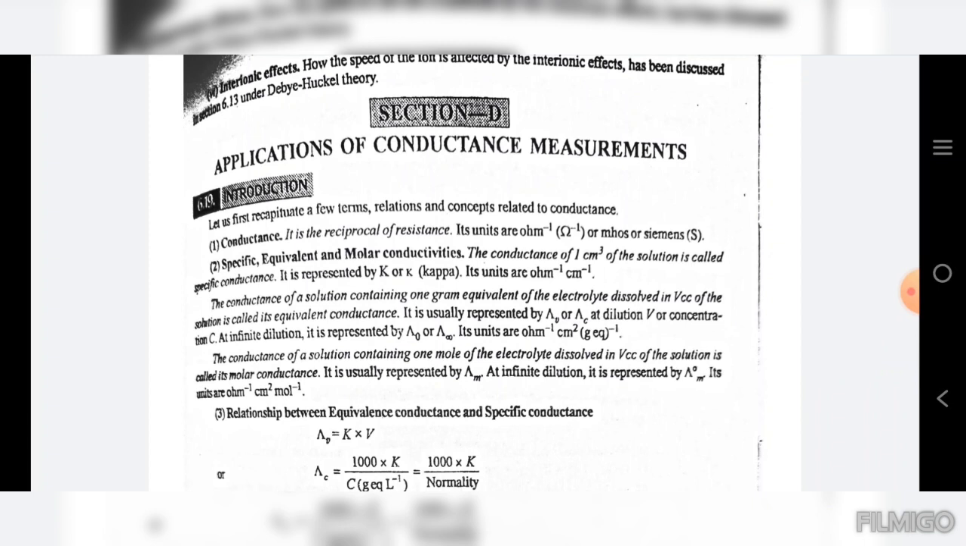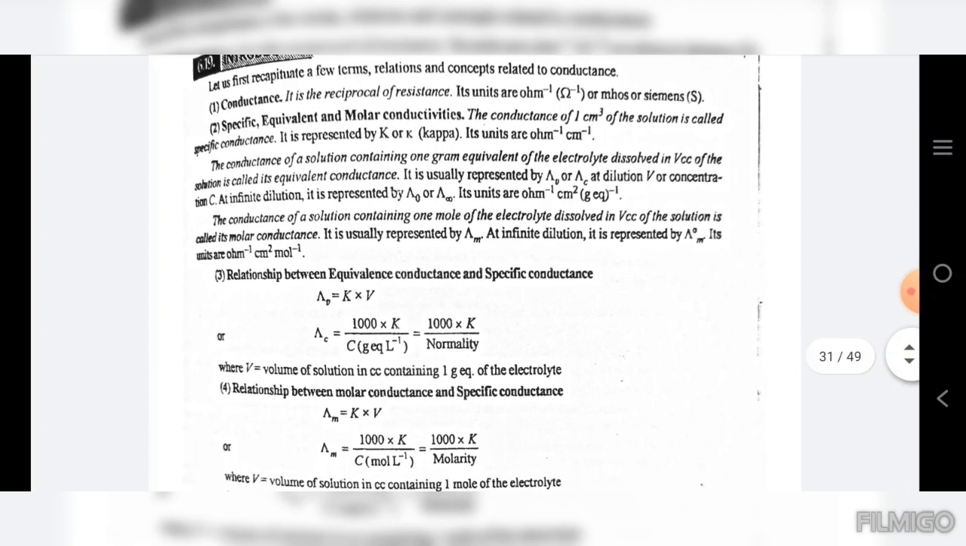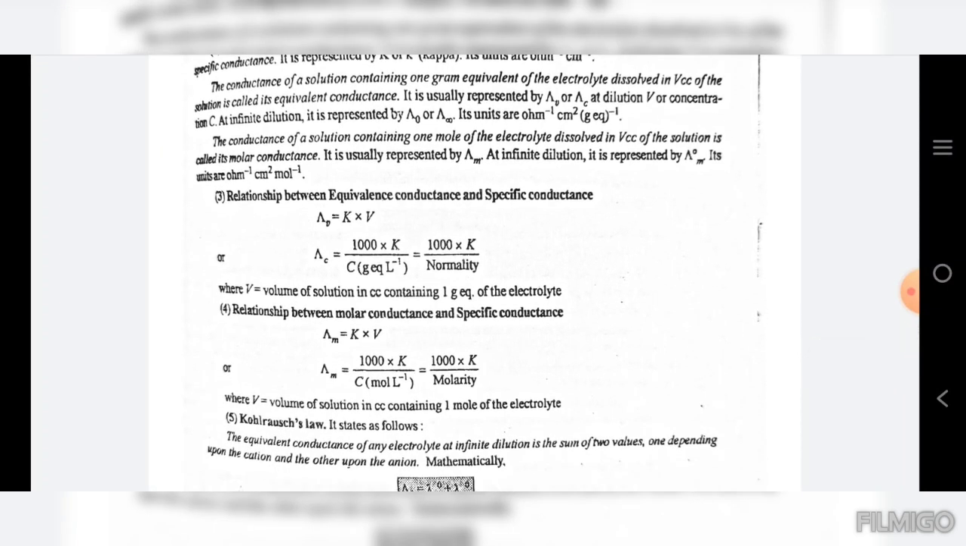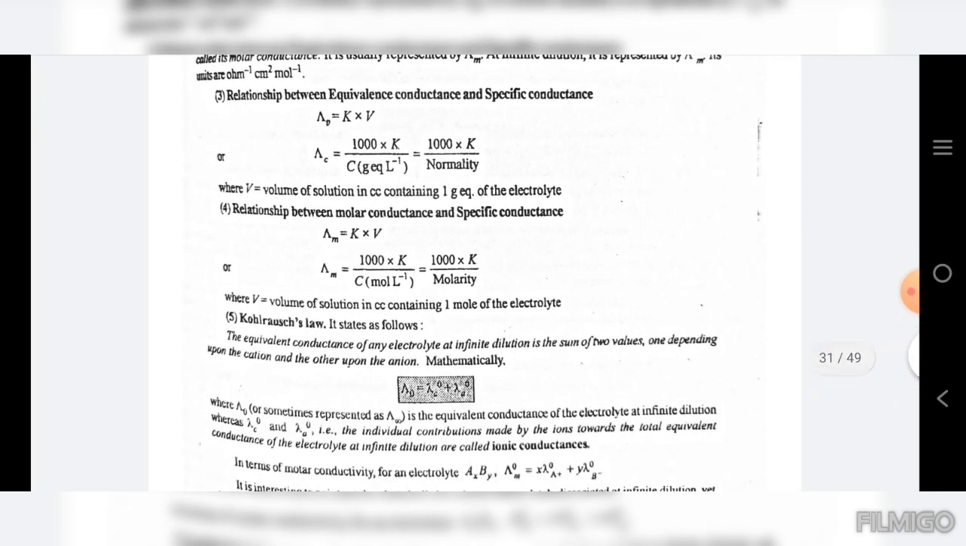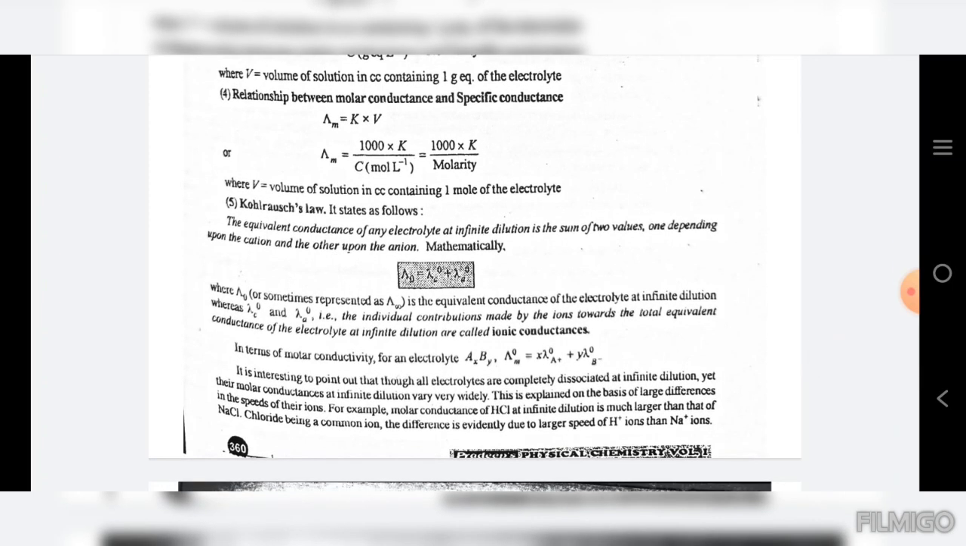Here is section D, applications of conductance measurements. Introduction. Let us first recapitulate a few terms, relations and concepts related to conductance. Conductance is the reciprocal of resistance, with units mho or Siemens. Specific, equivalent and molar conductivities: the conductance of 1 cm cube of the solution is called specific conductance. The conductance of a solution containing 1 gram equivalent of the electrolyte dissolved in V cc of the solution is called its equivalent conductance. Relation between equivalent conductance and specific conductance, you can see this. Here the relationship between molar conductance and specific conductance, you can see this.